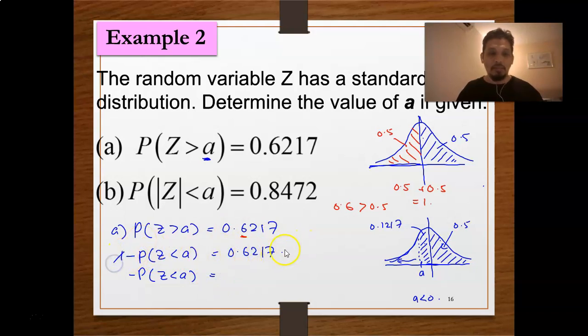Minus 1 equals 0.6217 minus 1, which equals negative 0.3783. Multiply by negative on the left and right. So now we are going to find the probability of Z greater than A.